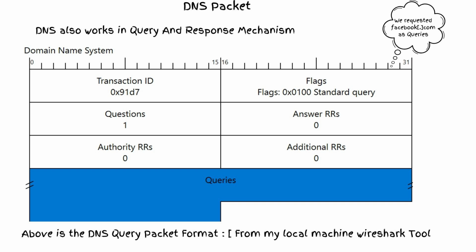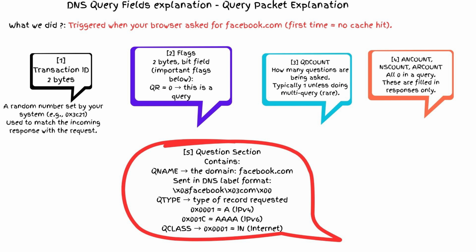Next important is the question section. This is where your computer or a DNS resolver poses its question. It holds the Q name, the actual domain name you are asking about, like facebook.com, youtube.com, or anything. There's also the Q type, telling the DNS server what type of record you are looking for. It can be an A record, which goes for IPv4. It can be a quad A, which goes for IPv6, or an MX record for a mail server.